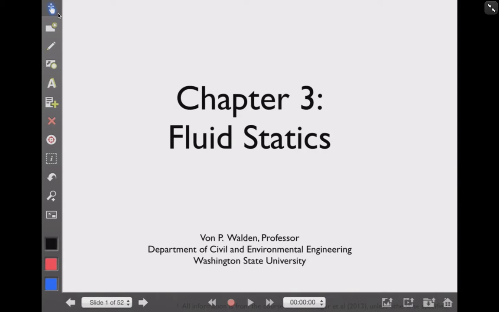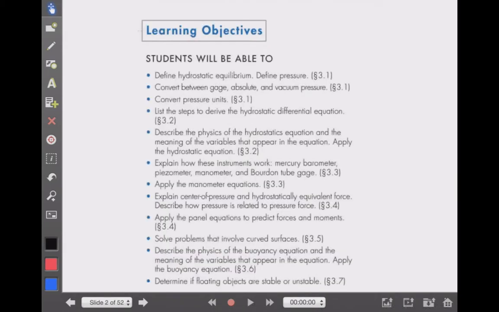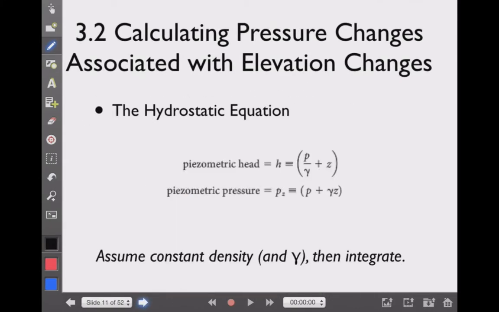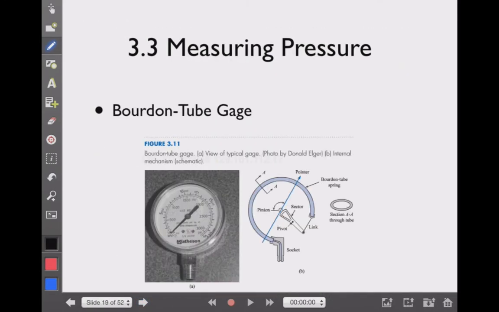Okay, we're back to Chapter 3, Fluid Statics, and today we're going to be discussing the fourth section in this chapter on center of pressure and hydrostatically equivalent forces exerted on panels, flat panels, and we're going to describe how pressure is related to pressure force. So section 3.4, we'll just skip ahead here through the sections we've already done.